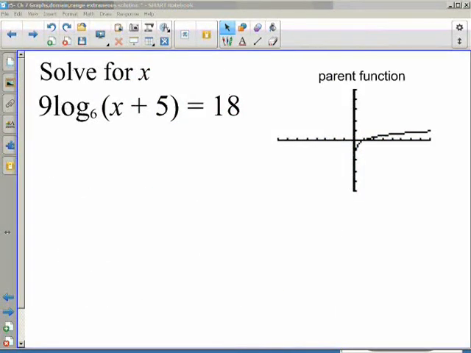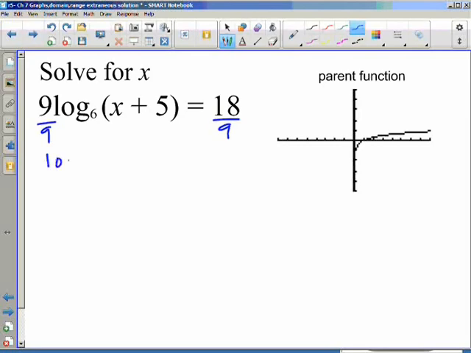All right, now let's get on to the fun part of the lesson. We get to solve for x. I remember reading somewhere some student wrote, why do these math people keep losing their x and expecting me to find it? Well, it's fun, I guess. So we'll divide by 9, and we'll get log base 6 of x plus 5 equals 2.